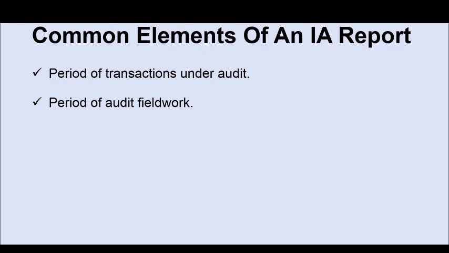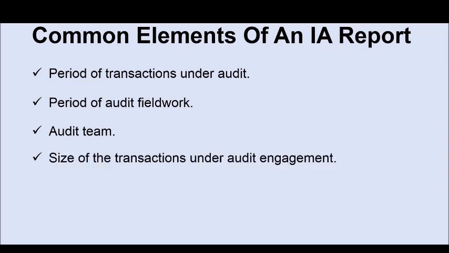Period of audit fieldwork. This is to mention the exact date performing the audit fieldwork. Audit team. This details the internal audit professionals involved in the audit engagement. Size of transactions under audit engagement. This is the total value of transactions under audit. For example, $200 million procurement management 2016 means all the procurement activities occurred in 2016.